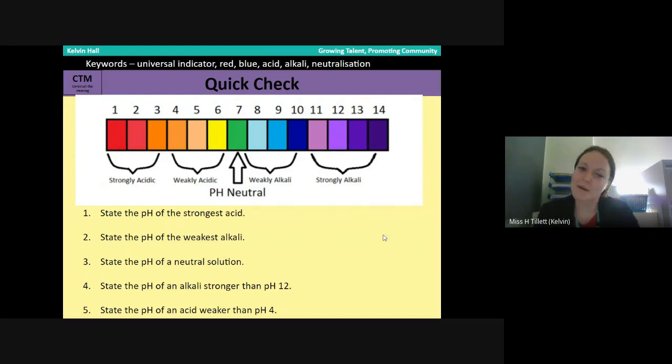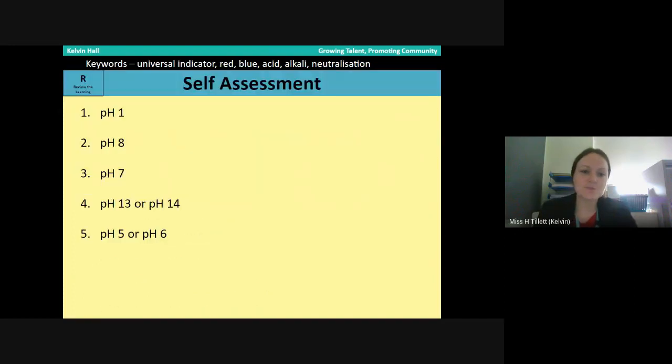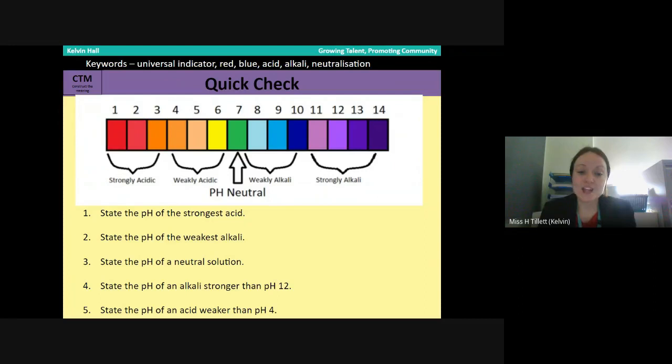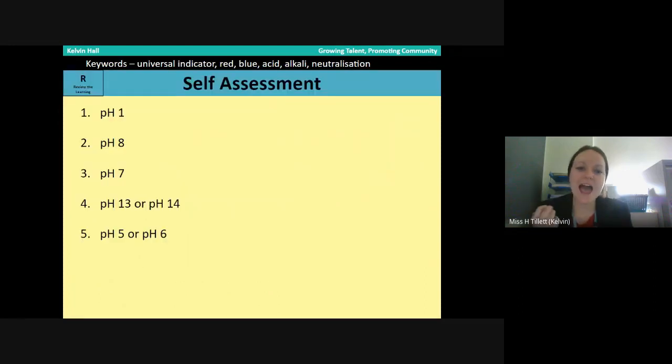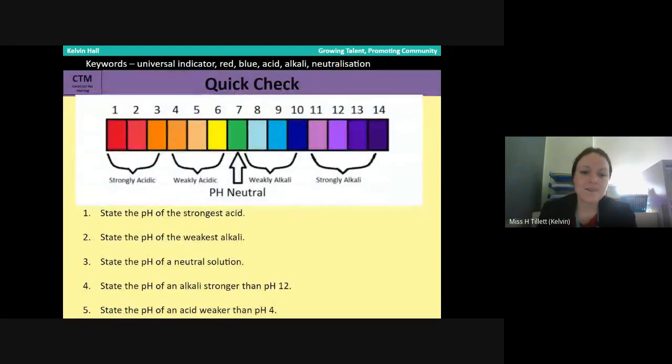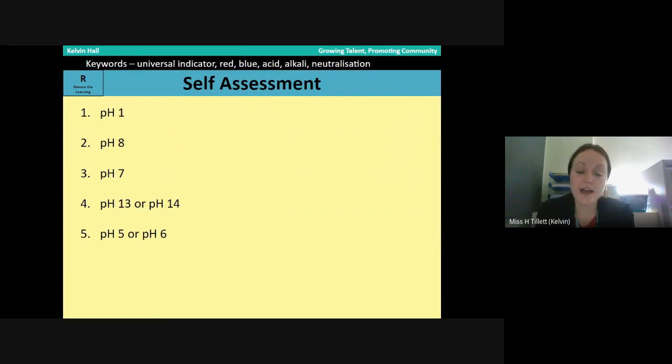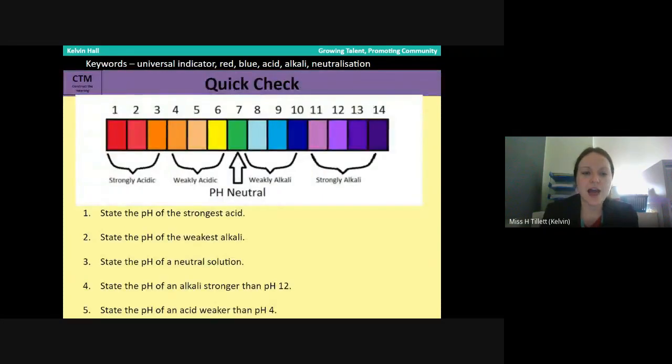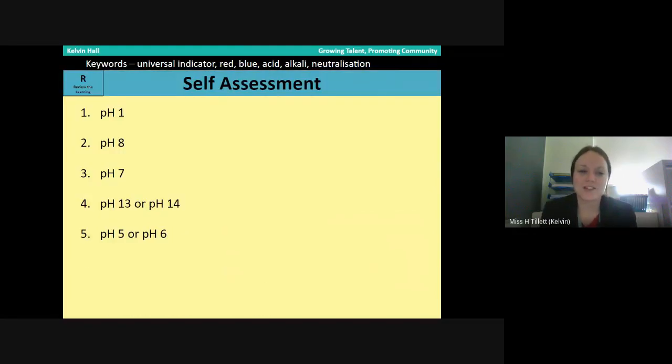Okay, hopefully you've done that. We're going to go through the answers. So number 1, the pH of the strongest acid is pH 1. Number 2, the pH of the weakest alkali is pH 8 because that's closest to neutral on the alkali side. The pH of neutral is 7. The pH stronger than a pH 12 is pH 13 or pH 14. And a pH of an acid weaker than pH 4 is pH 5 or pH 6.